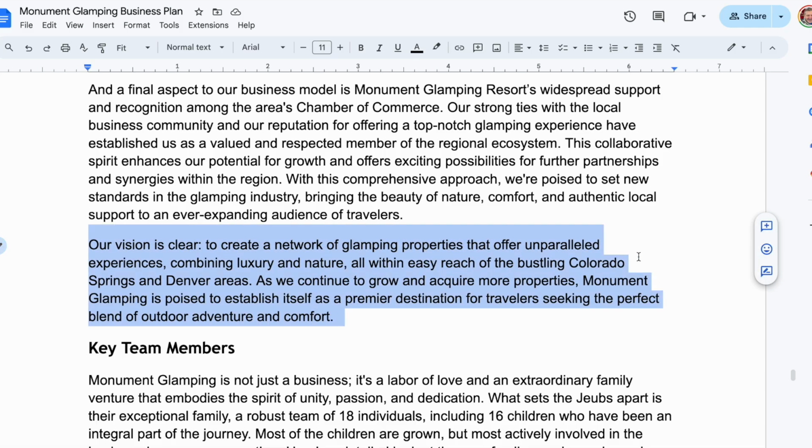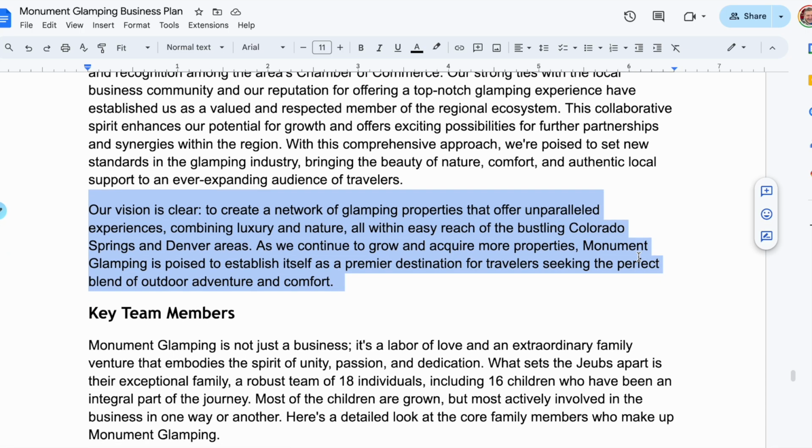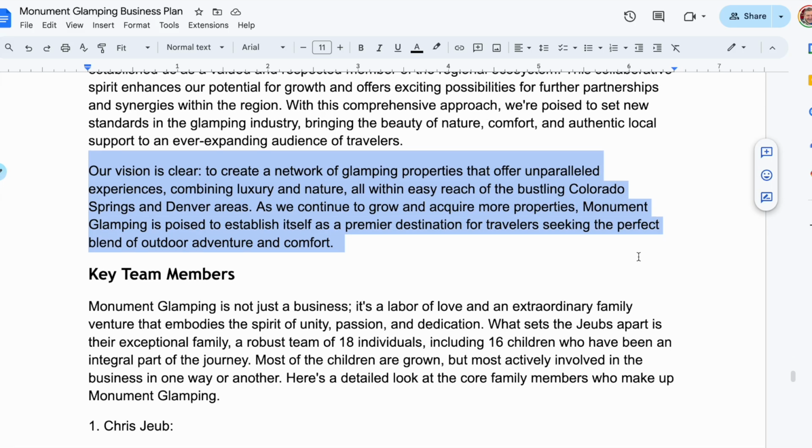Our vision is very clear: to create a network of glamping properties that offer unparalleled experiences, combining luxury and nature, all within easy reach of the bustling Colorado Springs and Denver areas. As we continue to grow and acquire more properties, Monument Glamping is poised to establish itself as a premier destination for travelers seeking the perfect blend of outdoor adventure and comfort. Isn't that beautiful? I should put that on a vision sheet somewhere.